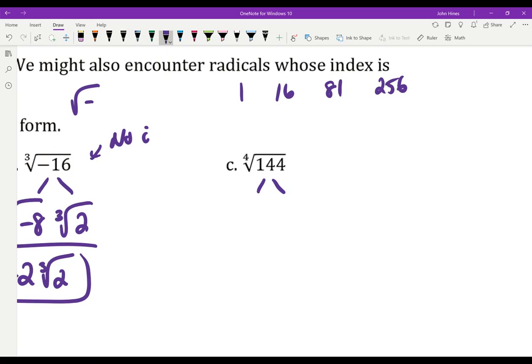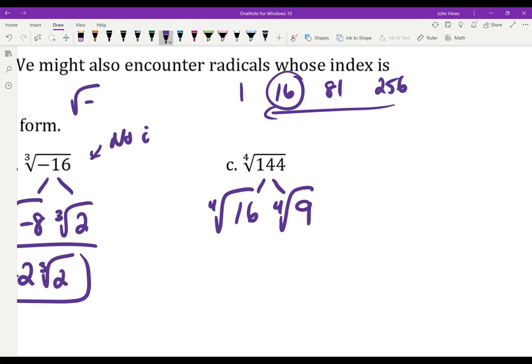So how do I tear apart 144? Well, I just have to see which of these numbers divides in. 81 doesn't. I bet you 16 does. It's 16 and 9. So it's the fourth root of 16 and the fourth root of 9. Well, what's the fourth root of 16? That was 2 times 2 times 2 times 2. So 2 fourth roots of 9.